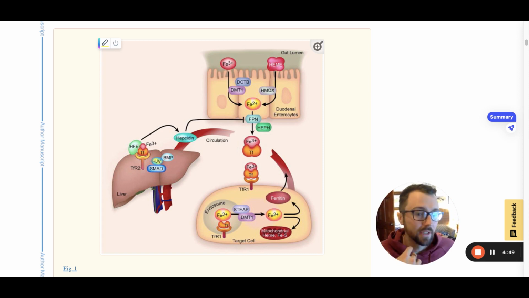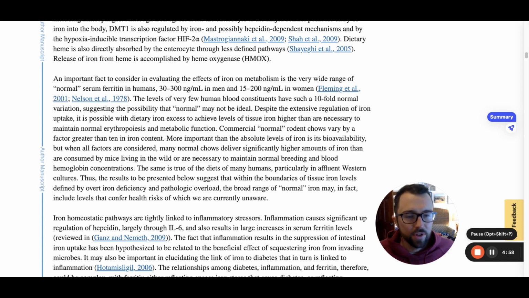That could be blood cells. It could be any cell, essentially, to help catalyze cellular respiration. Now, for the purposes of this video, this isn't meant to get into the nitty-gritty, dirty specifics of every aspect of iron metabolism, but the paper brings up a lot of good points surrounding our current standards of iron absorption and proper iron levels. We'll go to this paragraph here.